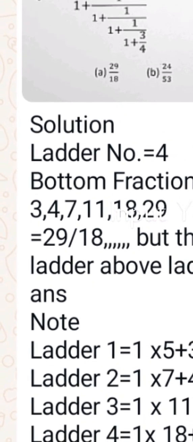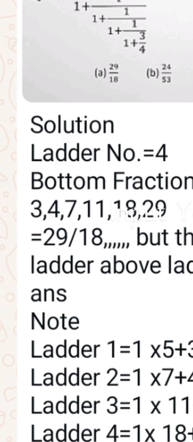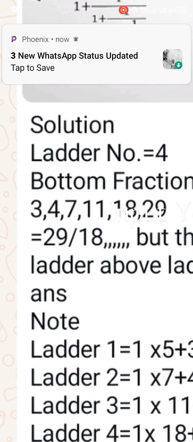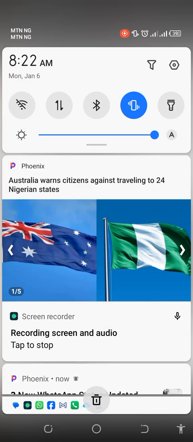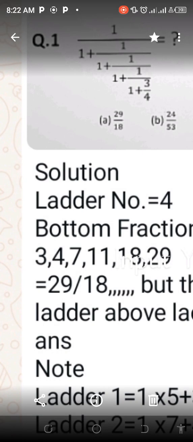Then the second ladder, because all the ladders there are positive and they have 1, 1, what we do is to add the subsequent ladder. The second ladder will be 7 plus 11. No, that's a mistake. The second ladder will be 7 plus 4, and 7 plus 4 is 11. And the third ladder will be 11 plus 7. 11 plus 7 is 18. That is the third ladder.